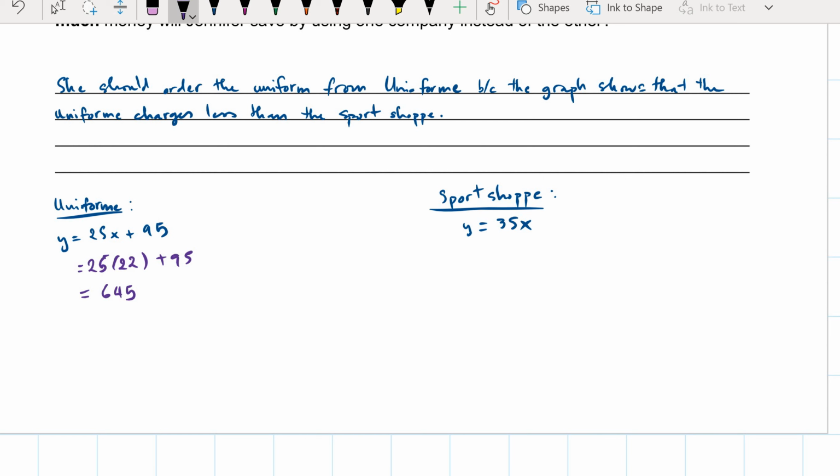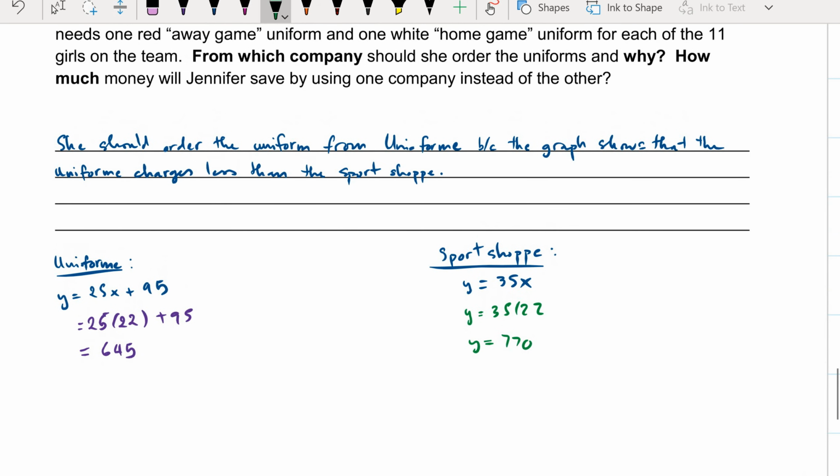And for Sport Shopee, y equal to 35 times 22. That will give you 770. So now this is obvious. Let's see what the question was. How much money did Jennifer save?